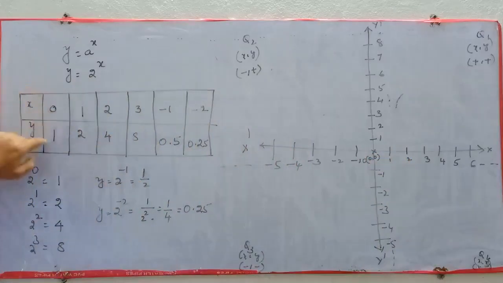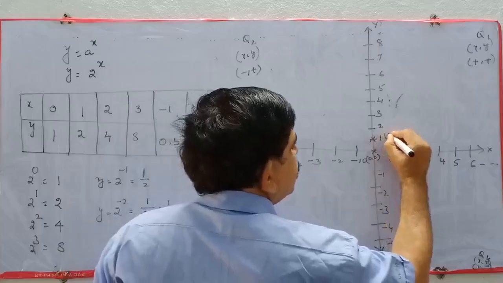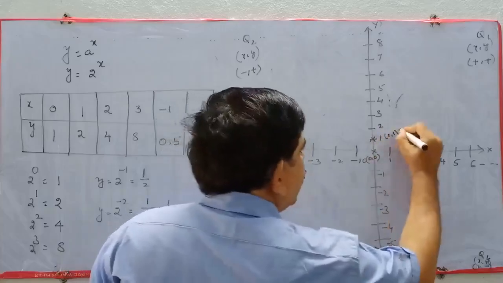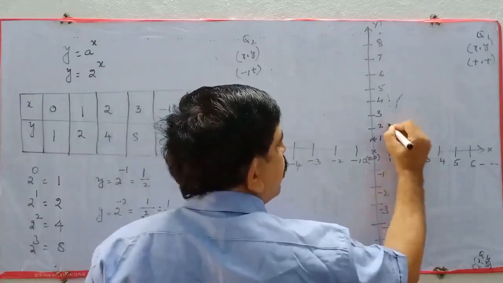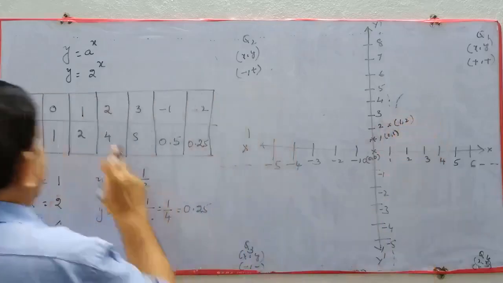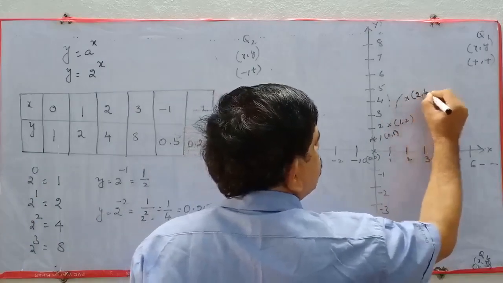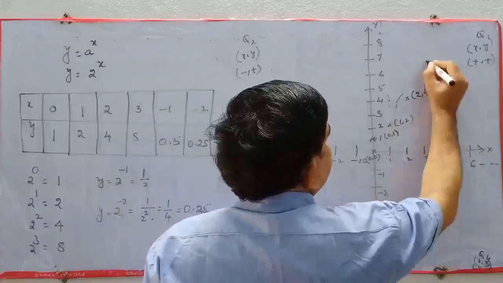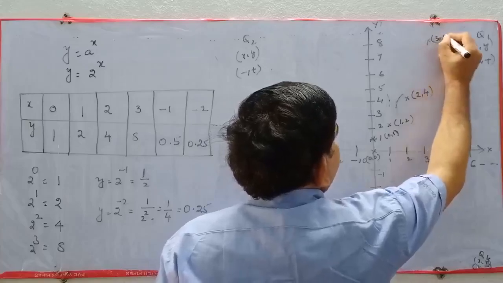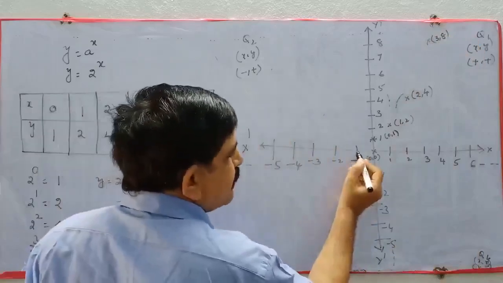First, x is equal to 0, then what is the value of y? 1. So x is equal to 0 here and y is equal to 1 here. Okay, so this is nothing but 0 comma 1. Next, x is 1, y is 2, so 1 comma 2. x is 2, y is 4, so 2 comma 4. x is 3, y is 8, so 3 comma 8. Next one, x is minus 1, y is 0.5.